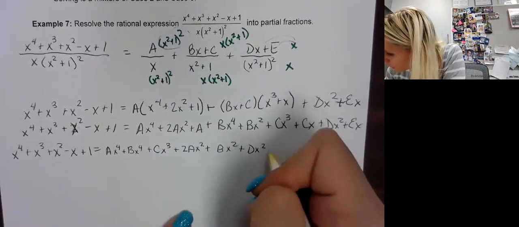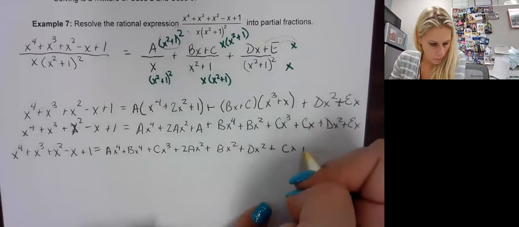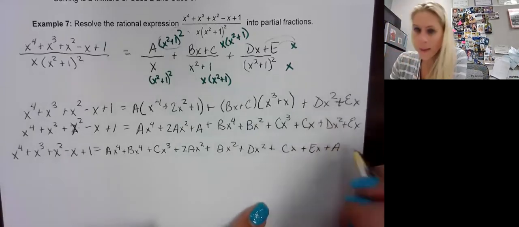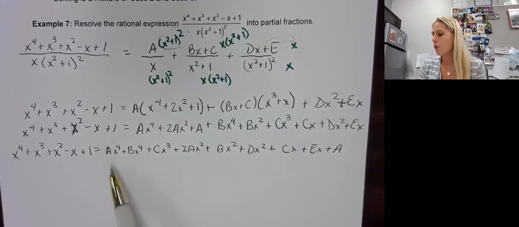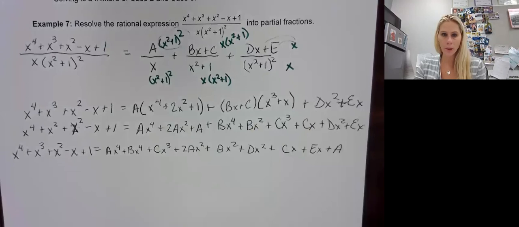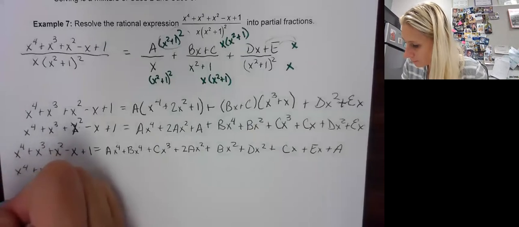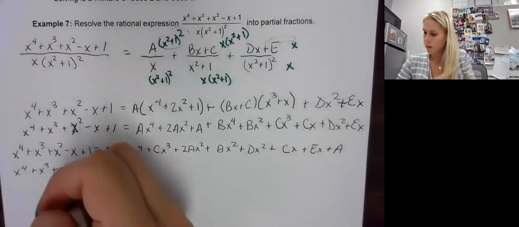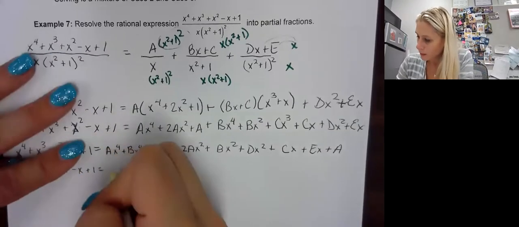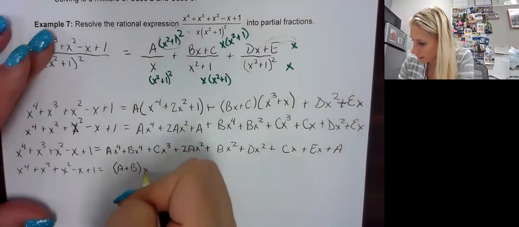Now my x's, so plus cx plus ex, and then our constant of a. Now, if you guys had to, anytime you wrote one down, you could cross it off to make sure you're not missing any. That's going to be up to you. Whew. Let's factor out. All right. So we have a plus b times x to the 4th.